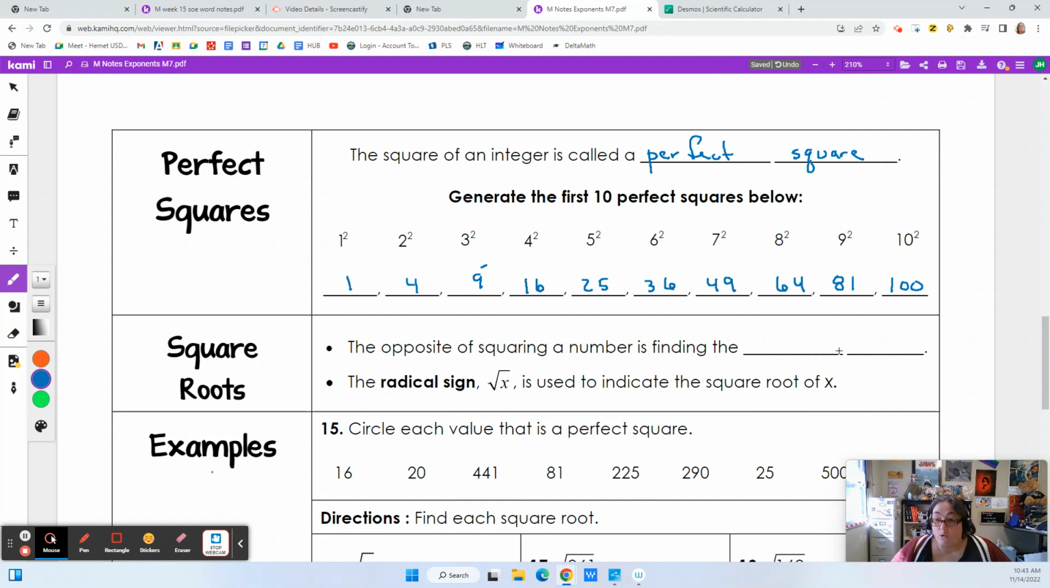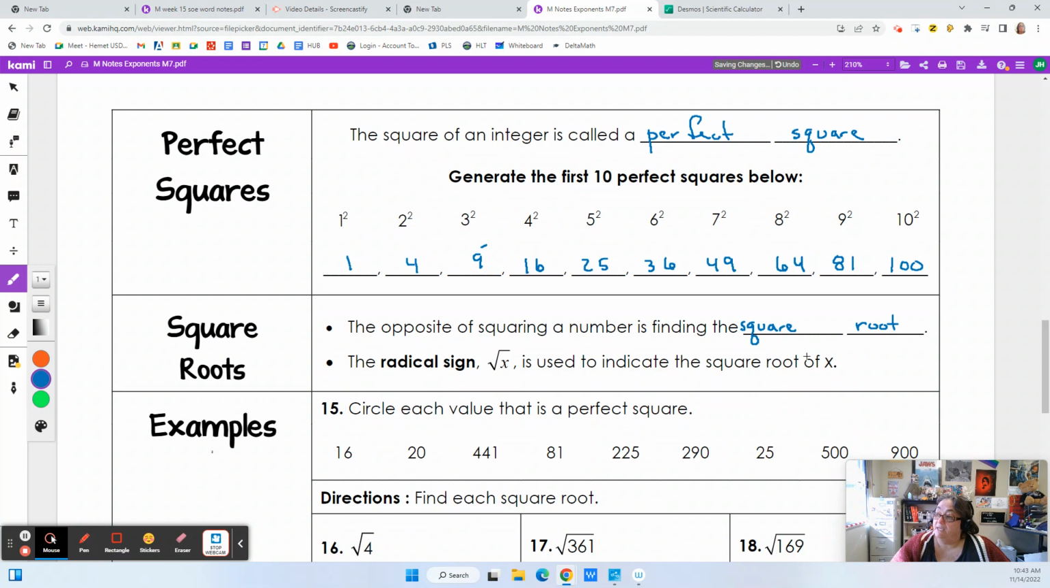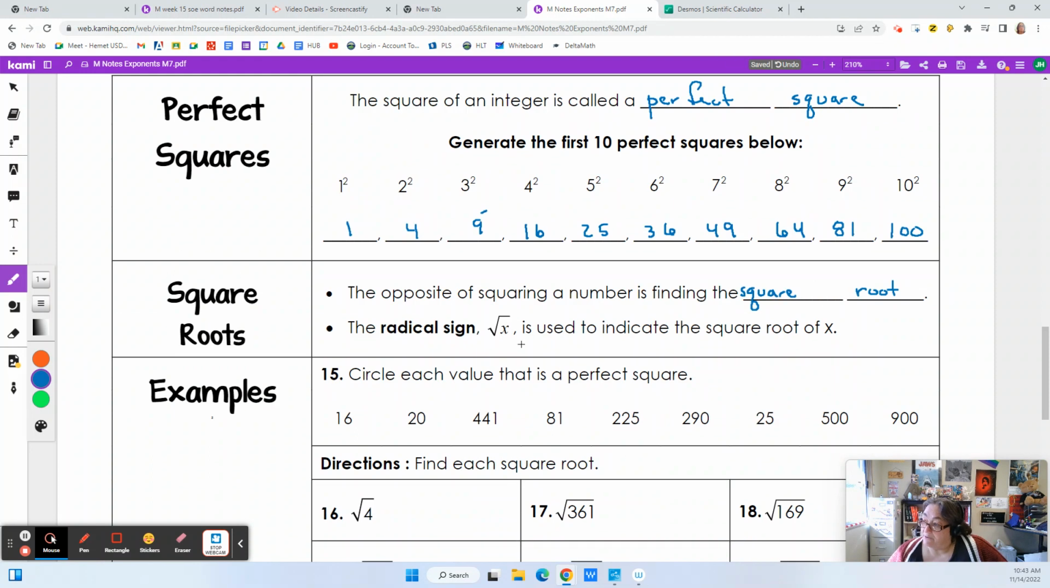The opposite of squaring a number is finding the square root, right? What it means to find the square root is we're talking about, well, what number am I multiplying by itself to get that number? And we keep it under what we call a radical sign. That's this little thing. It almost looks like a division, but you've got that little piece that's up there. The radical sign says that we're looking for the square root of x or whatever's underneath there.